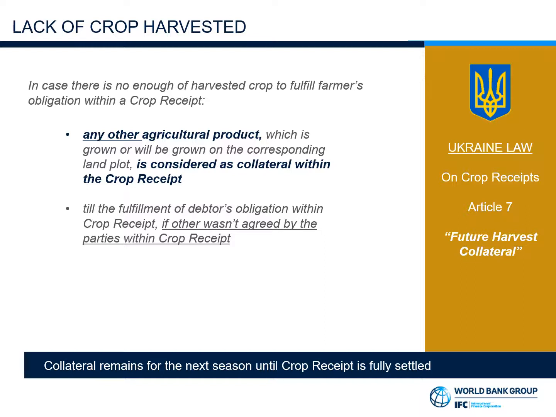According to the law on crop receipts, if the farmer harvests not enough crops to fulfill the obligation within a crop receipt, the collateral remains for the next season until the crop receipt is fully settled. This is valid for both farmers' fulfillment of the obligations and within enforcement procedure. In this case, any other future crop grown on the specific land plots is considered as a collateral instead.